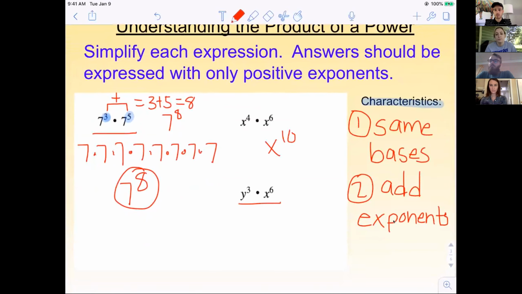No, we're all shaking our heads. Can someone explain why we cannot simplify this with a raised hand? Go ahead, Jess. The bases are not the same. Yeah, I'm going to put different bases. There you go.